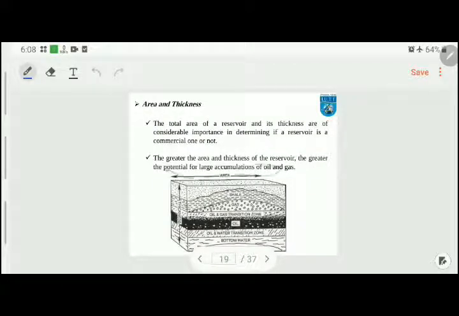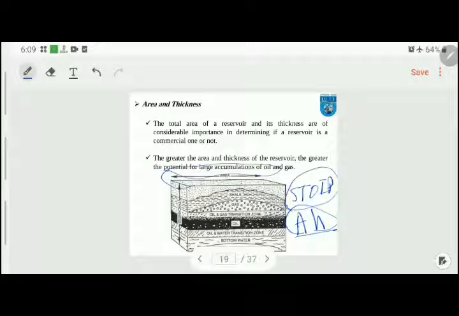The area of the reservoir. Notice that in the STOIIP equation itself, one of the main parameters is the area and the thickness of that reservoir. So if the area and the thickness of the reservoir change, you notice that the quantity of the oil in the reservoir is affected. So the greater the area and thickness of the reservoir, the greater the potential of large hydrocarbons of oil and gas.